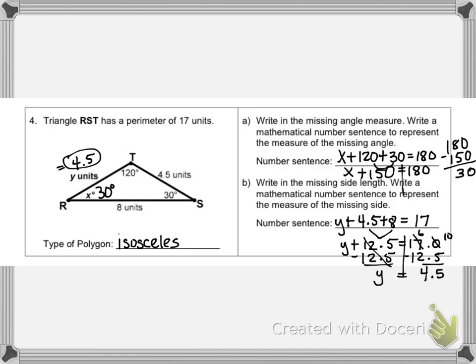So now look at your angles. I have a 120. I have a 30 and a 30. Are there any right angles? Are there any obtuse angles? Yes. Are they all acute? No, there's a 120 which is an obtuse. So this is an isosceles obtuse triangle, or it can be an obtuse isosceles triangle.